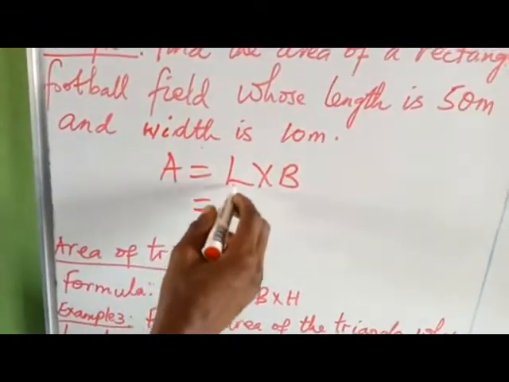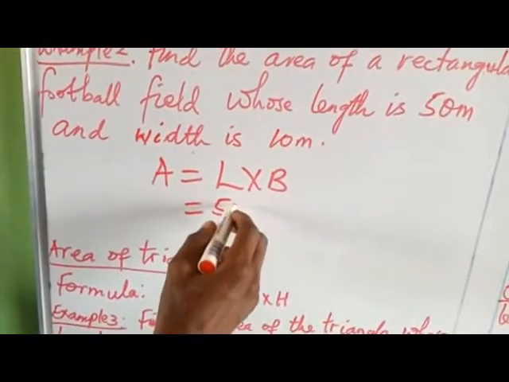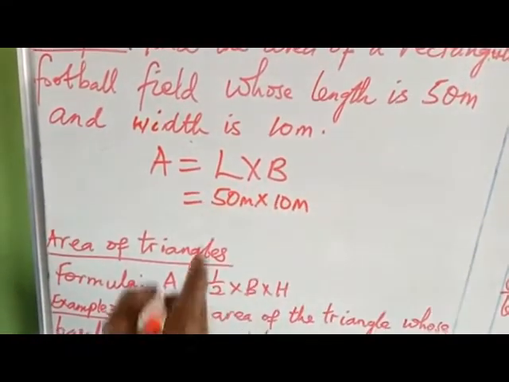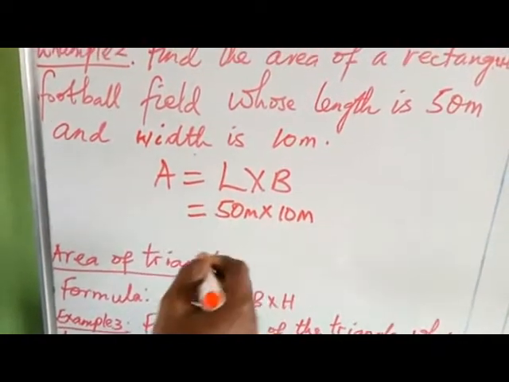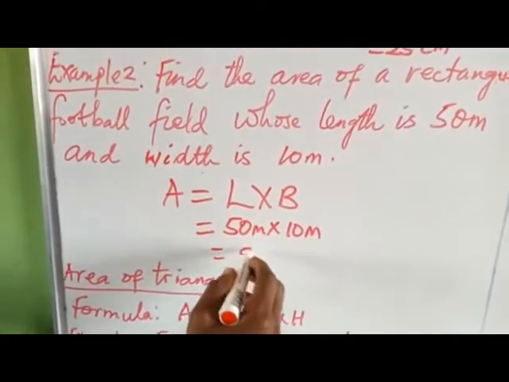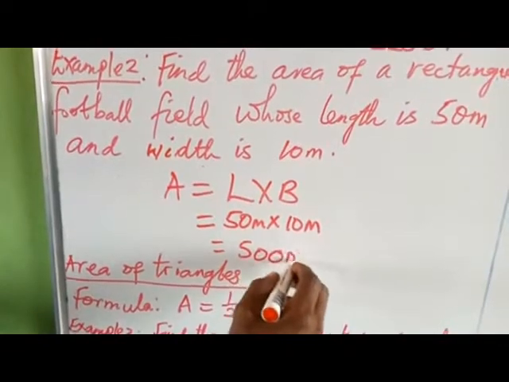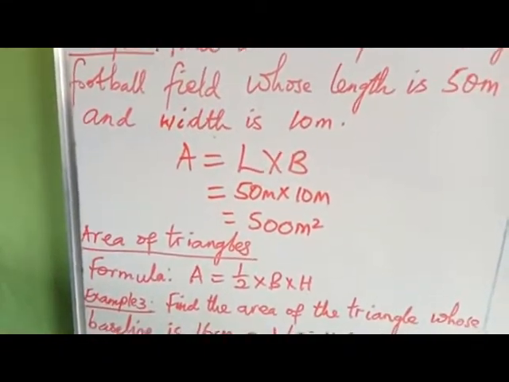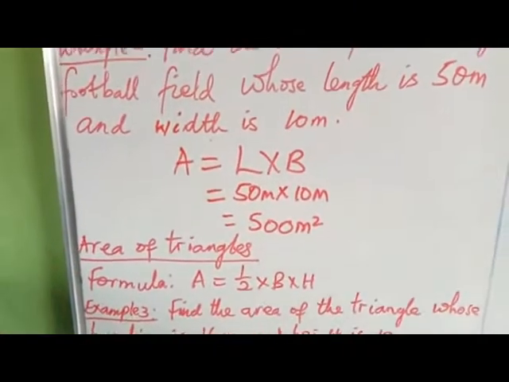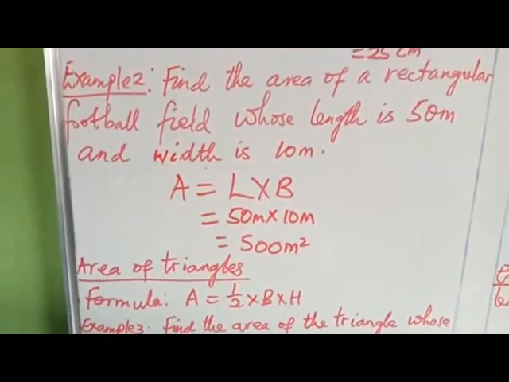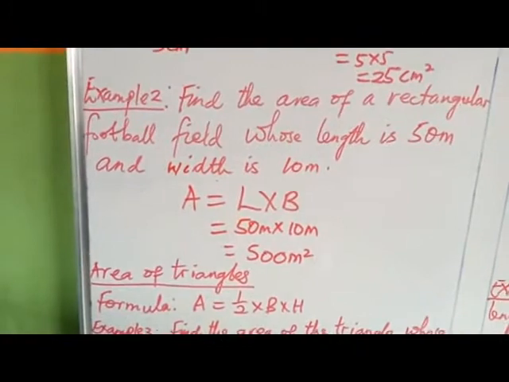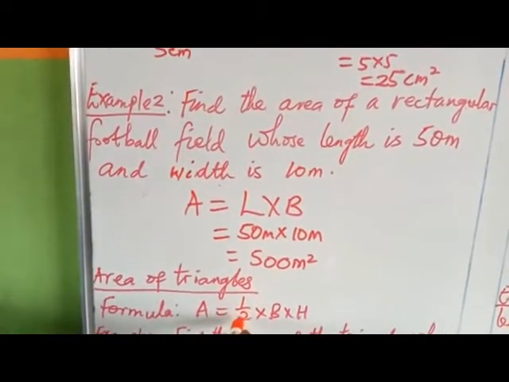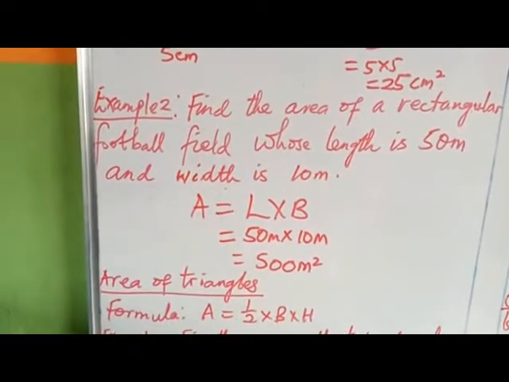So length is 50 meters, times 10 meters. So when you multiply 50 by 10, you have 500 meter square. So that is the area of the football field. Then we're going to look at the area of triangles. This is the formula for finding area of triangle. Area equals half times base times height.